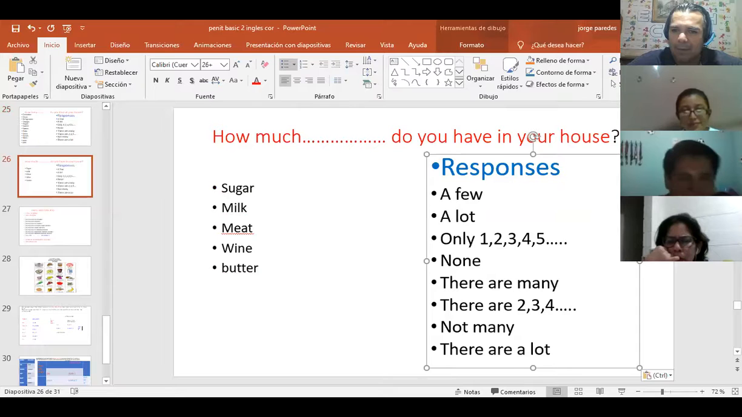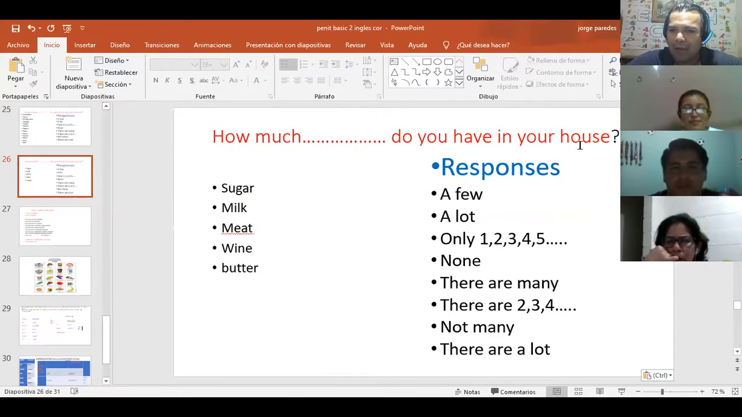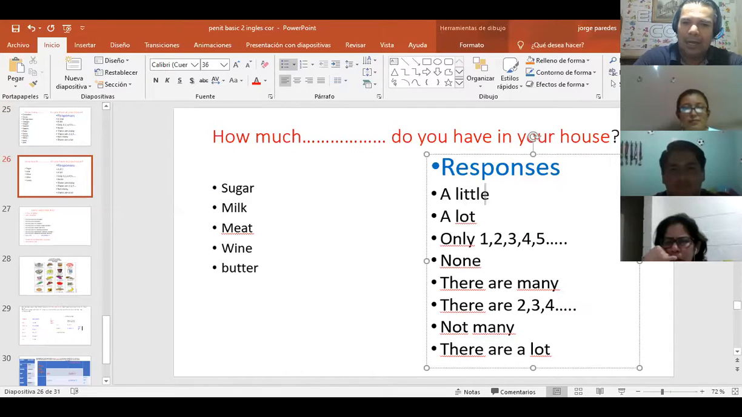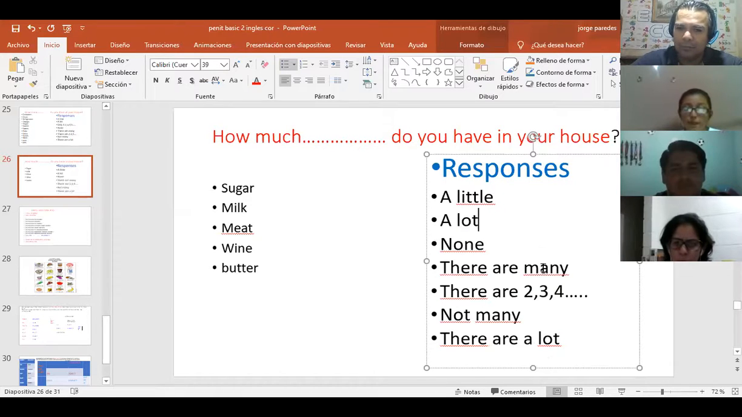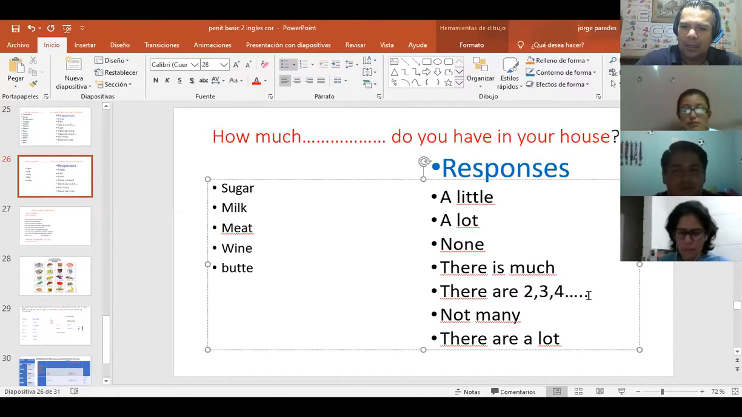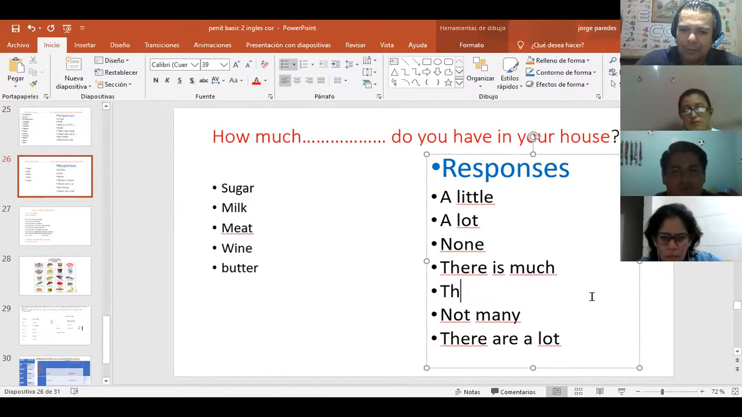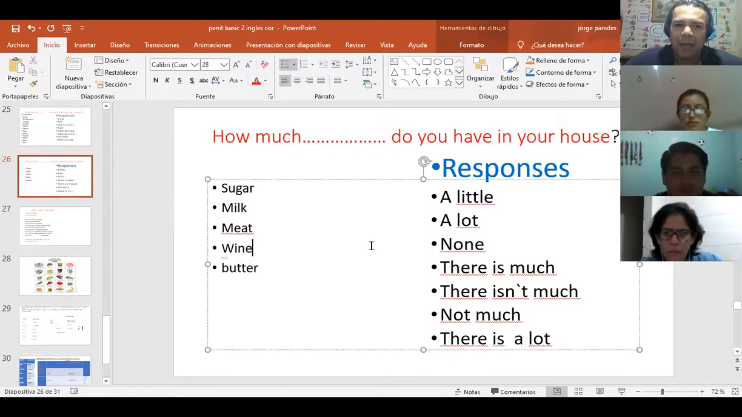Okay, guys, how much sugar do you have in your house? In the responses, it's gonna change. A little? A lot? This one no, none. This one is going to disappear, it's gonna be there is much, all right? Ya lo entendí. There isn't, okay. There isn't much. Okay, not much. And aquí there is. Aquí voy a cambiar is. Okay, perfect. Ahí lo tenemos ya. All right, thank you, Adrián.